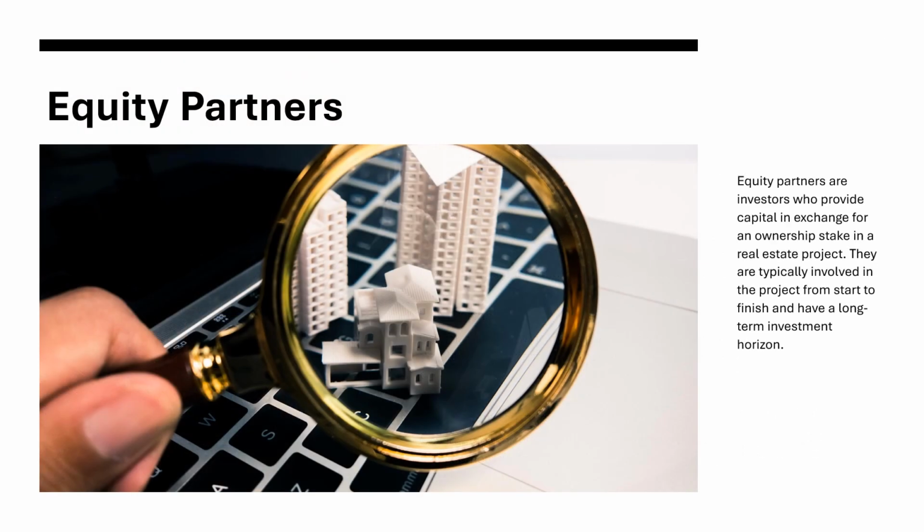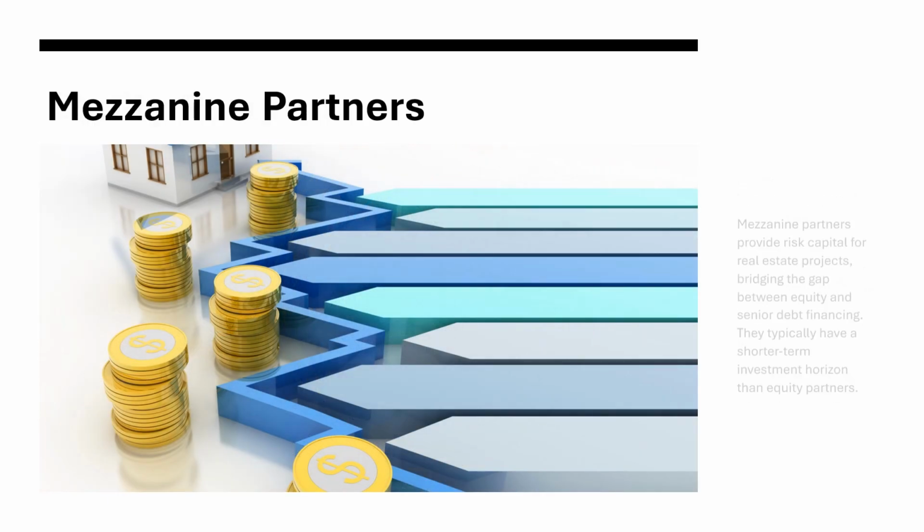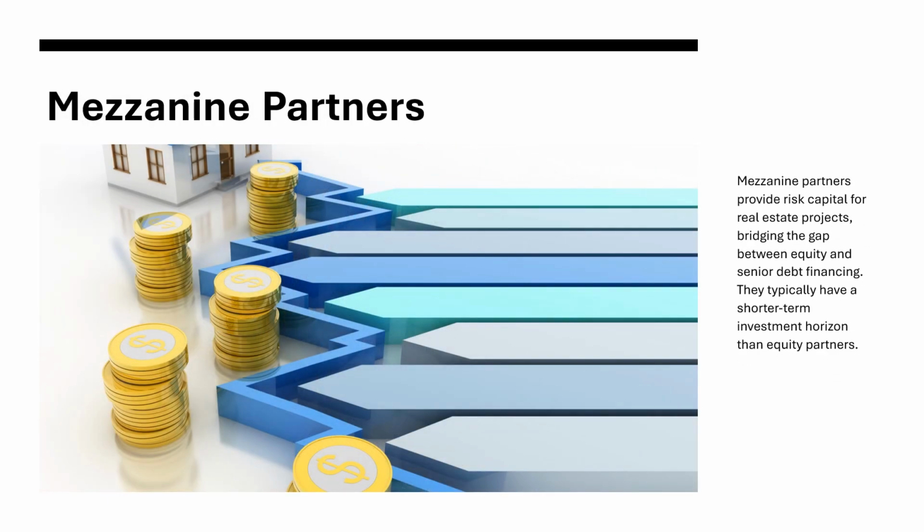Equity partners. Equity partners are investors who provide capital in exchange for an ownership stake in a real estate project. They're typically involved in the project from start to finish and have a long term investment horizon. Mezzanine partners. Mezzanine partners provide risk capital for real estate projects, bridging the gap between equity and senior debt financing. They typically have a shorter term investment horizon than equity partners.